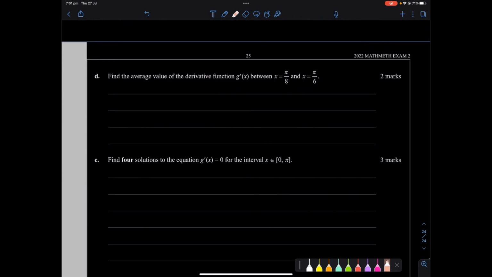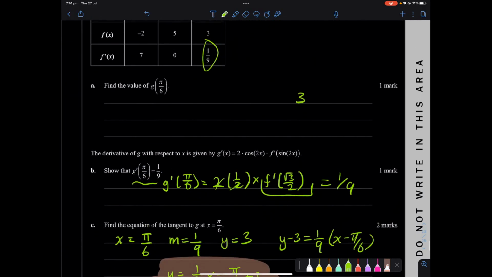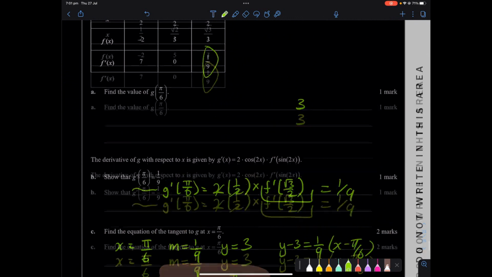And that's your last question. Find the average value of the derivative function g dash of x from this to that. So we're saying 1 over pi on 6 minus pi on 8, times the integral from pi on 8 to pi on 6 of g dash of x with respect to x. That's what we're trying to find. What's g dash of x? Well, g dash of x is here.